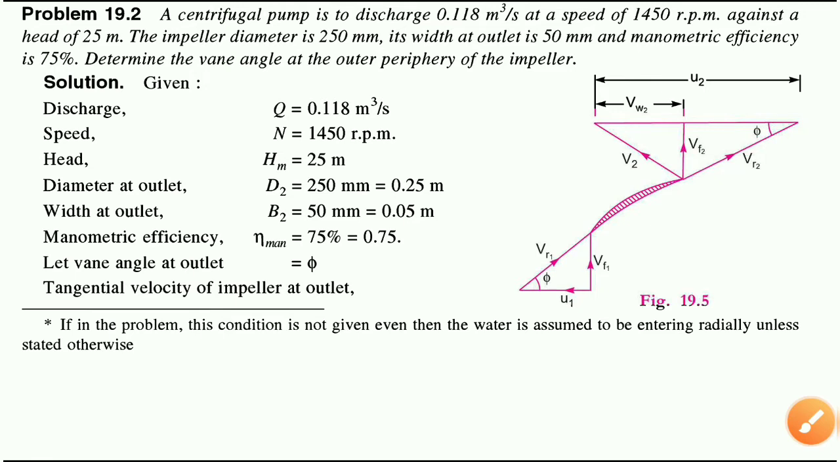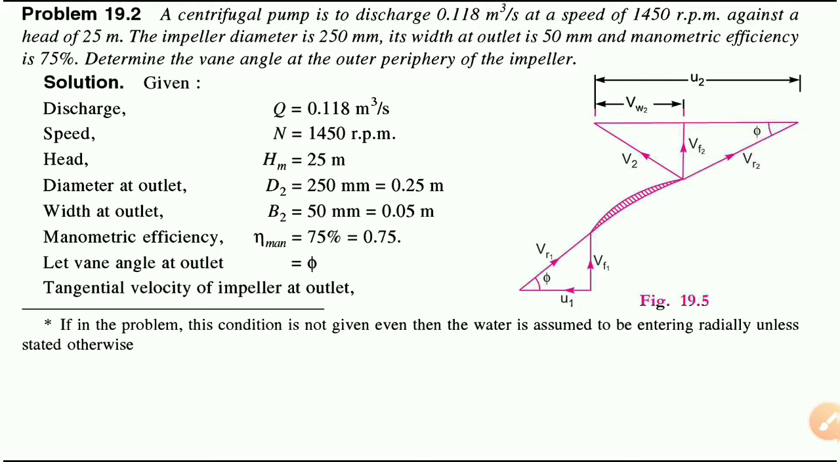Hello students, in this video we will take another example on centrifugal pump. The example reads like this. A centrifugal pump is to discharge 0.118 meter cube per second at a speed of 1450 rpm against a head of 25 meter. The impeller diameter is 250 mm. Its width at the outlet is 50 mm, and manometric efficiency is 75%. Determine the vane angle at the outer periphery of the impeller.